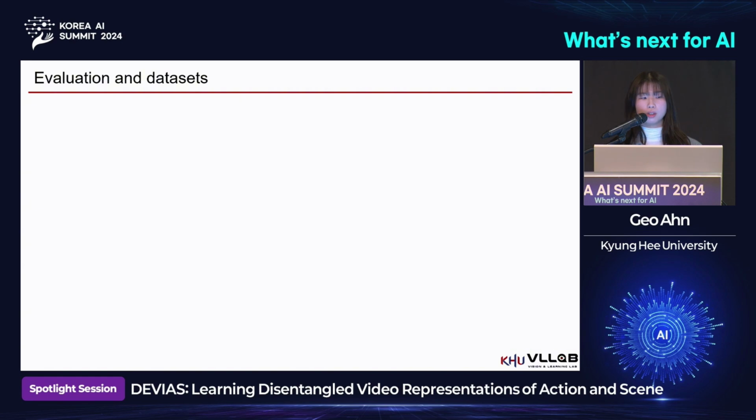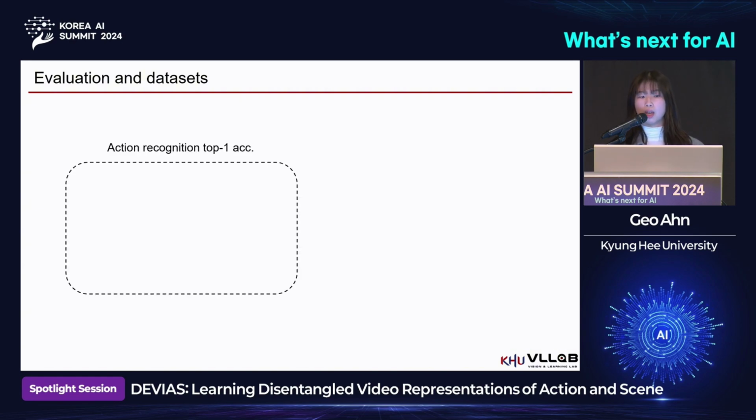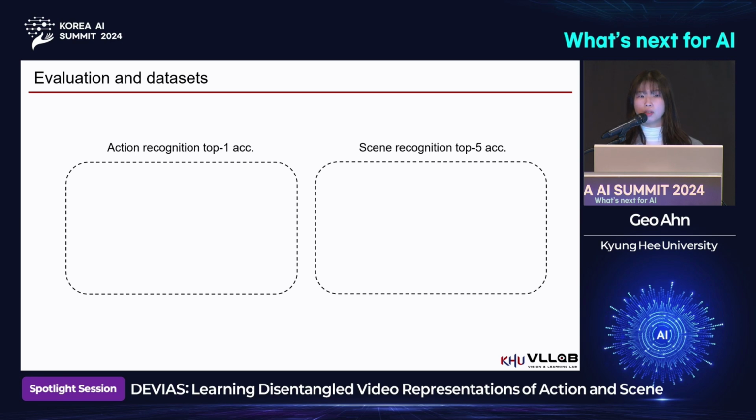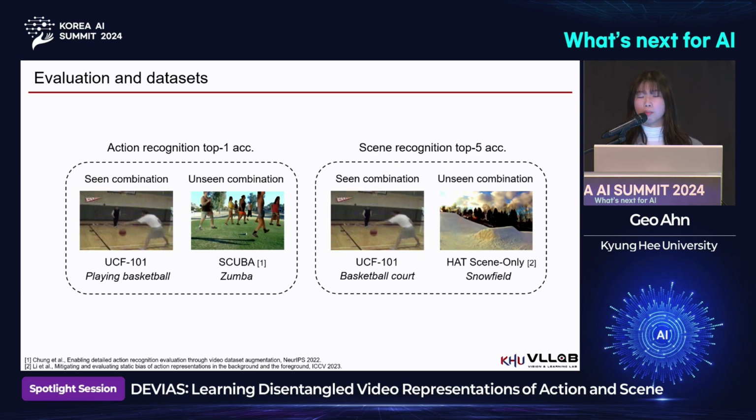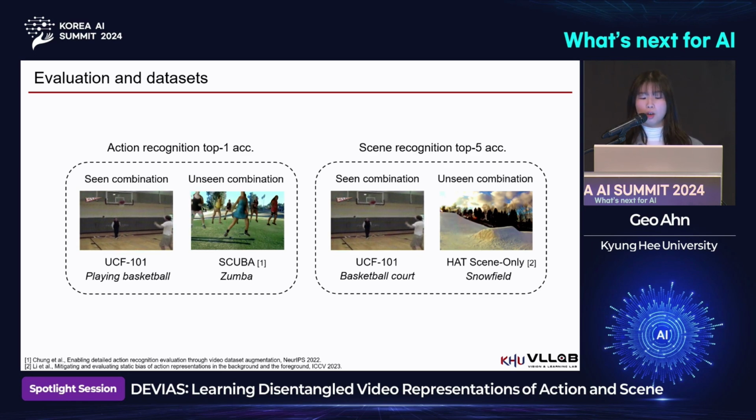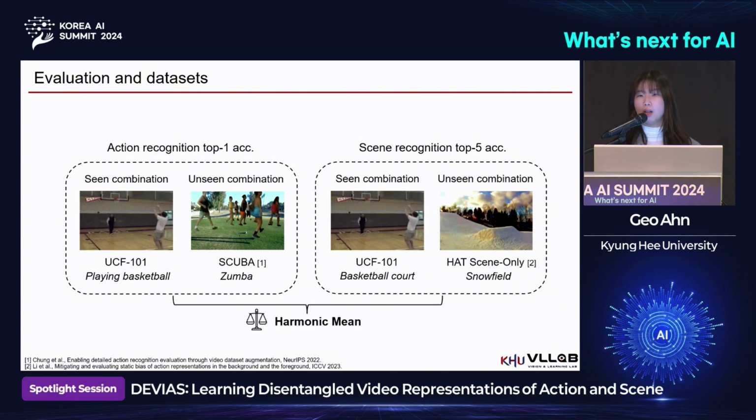And now I will present the evaluation protocol used in this paper. We report the action and scene recognition performances in both seen and unseen scenarios. For unseen scenarios, we use the SCUBA and HAT datasets, which are synthetic datasets created by mixing backgrounds from other videos. And we want to measure the balanced performance, so we use the harmonic mean as our main metric.